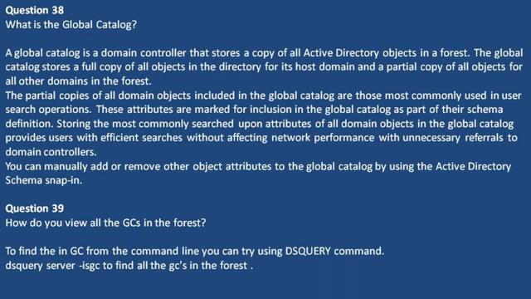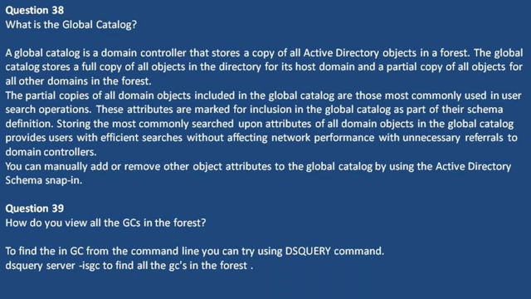Question number 38. What is the global catalog? A global catalog is a domain controller that stores a copy of all Active Directory objects in a forest. The global catalog stores a full copy of all objects in the directory for its host domain and a partial copy of all objects for all other domains in the forest. The partial copies of all domain objects included in the global catalog are those most commonly used in user search operations.